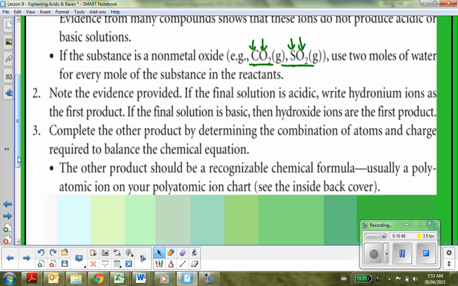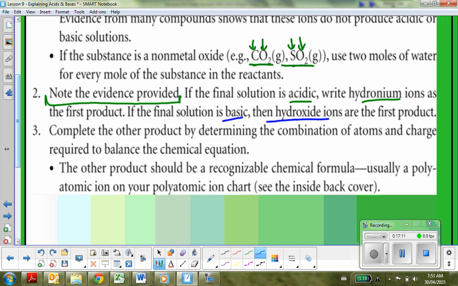And then look at the evidence provided. This is the big thing. Because really, if this wasn't the case, we'd spend a week on this trying to figure out if it's going to be acidic or basic. But for the sake of Chemistry 20, you'll always be told if it's an acid or a base. That's that 75% of the formula that I told you you'll always have. So if the evidence tells you that it's acidic, then your first product is going to be hydronium ions. If the solution is basic, then the first product is going to end up being hydroxide ions. And then the trickiest part, as I keep mentioning, is trying to figure out what that last chemical is going to be based on whichever letters are left over.